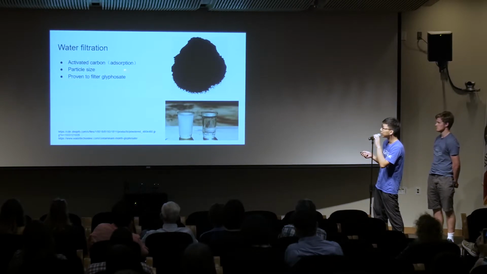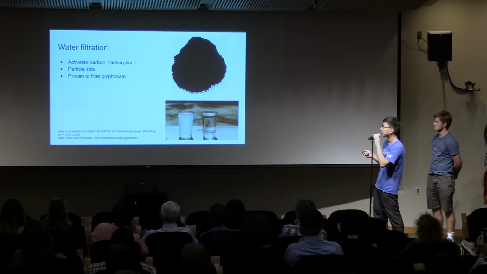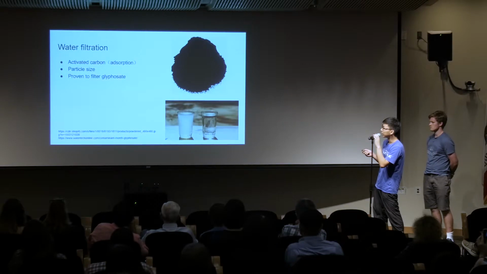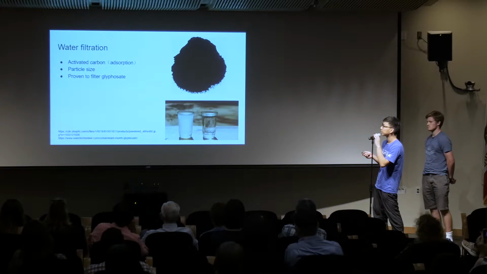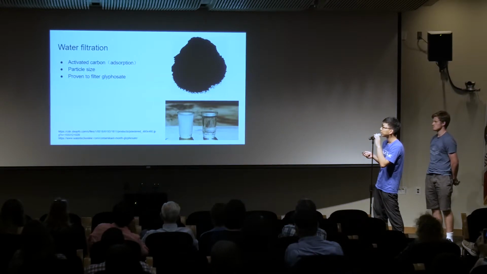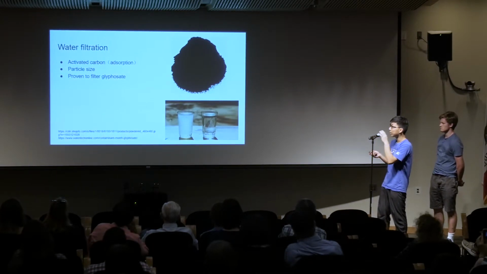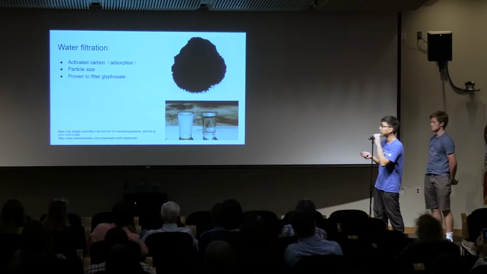For water filtration, we use activated carbon, which is processed to have low volume pores and is available for adsorption. Glyphosate itself is small and can easily pass through a filter, but with activated carbon we can filter it. It is already proven that activated carbon can filter glyphosate. That's why we use activated carbon.